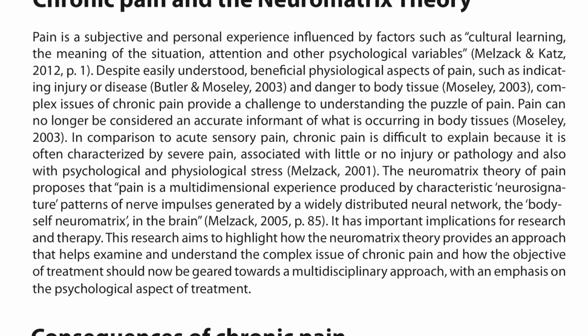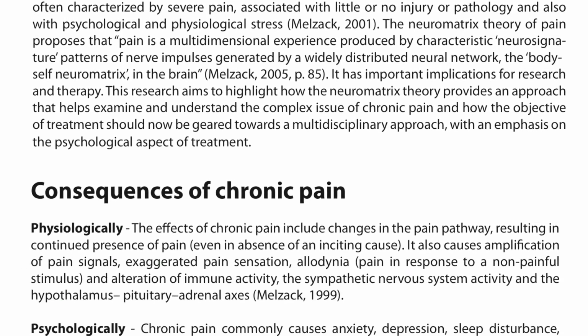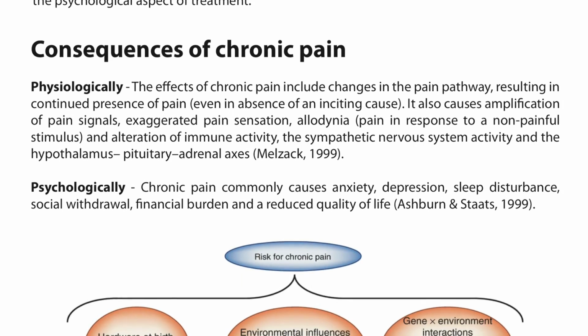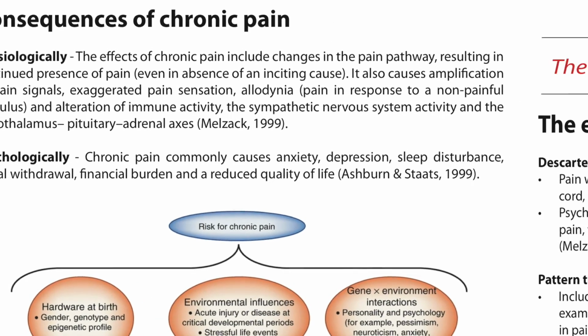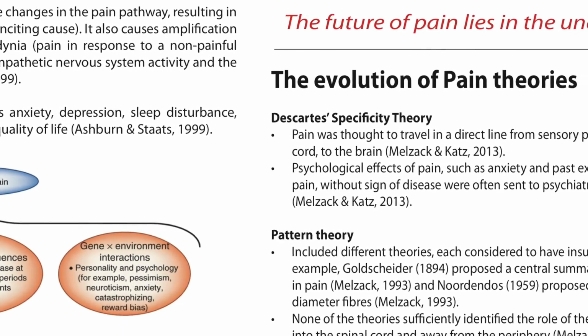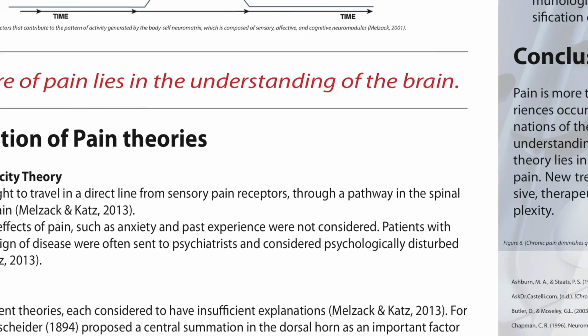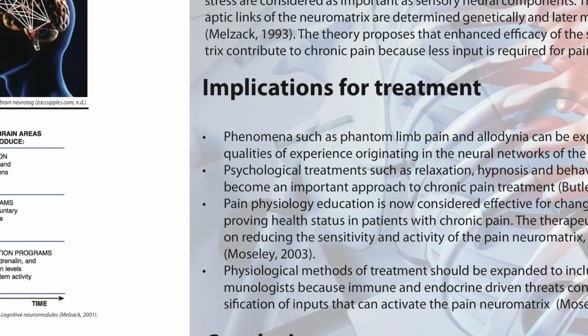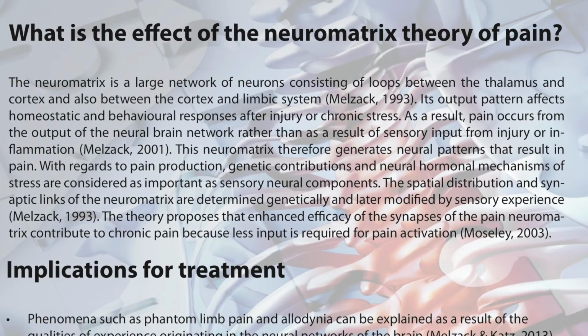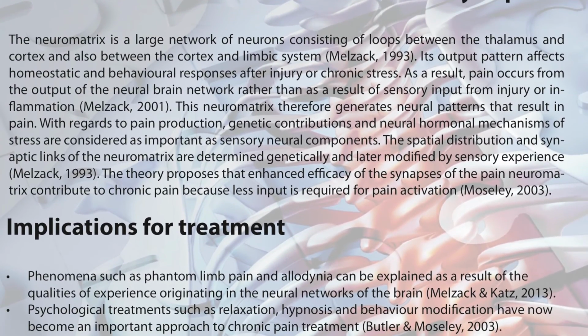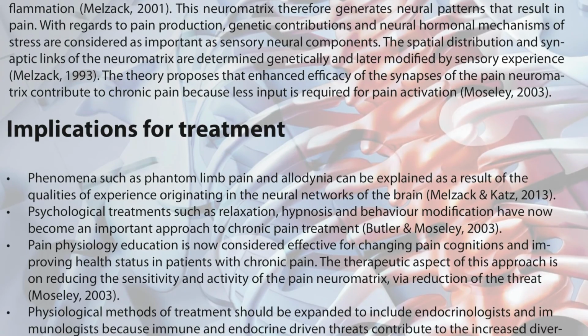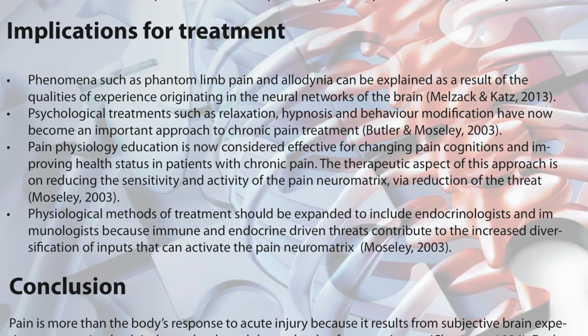After briefly discussing pain and the neuromatrix, I'm going to outline the physiological and psychological consequences of chronic pain and give a brief history on the evolution of pain theories. I'll then provide more detail on the Neuromatrix Theory and its implications for the treatment of chronic pain. I'll finish this presentation by summing up with conclusions on this research.